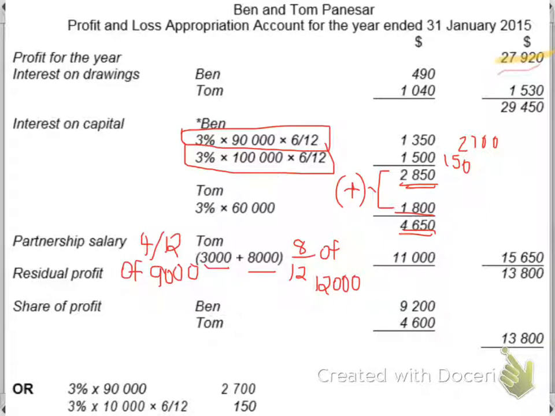So then we add 3,000 plus 8,000, we get 11,000. We add 4,650 plus 11,000, and we get 15,650. Now since this interest on capital needs to be deducted, we subtract 29,450 and 15,650, and we get 13,800. Now 13,800 will be called your residual profit.